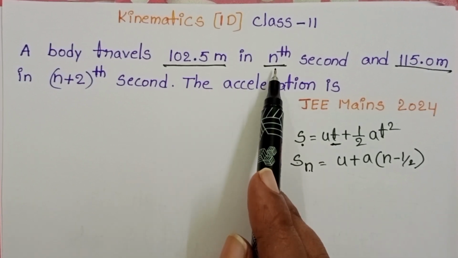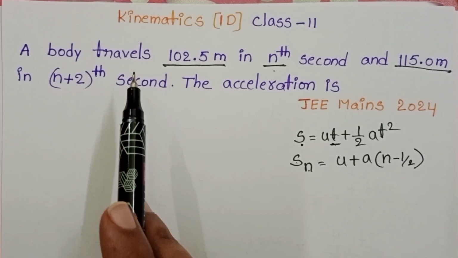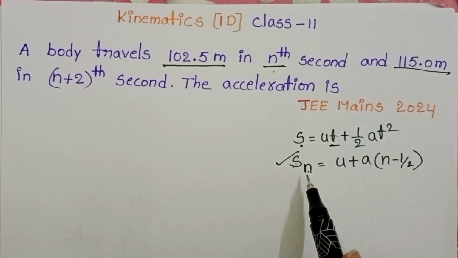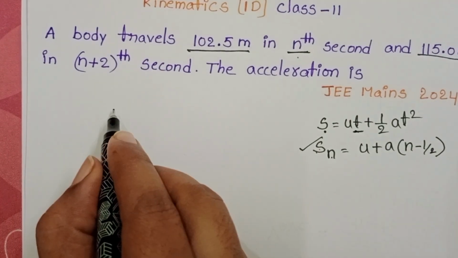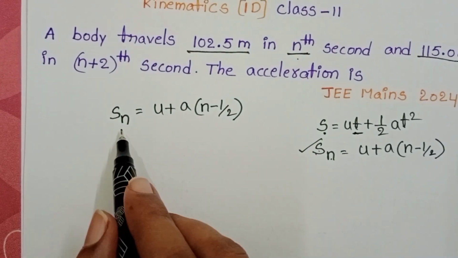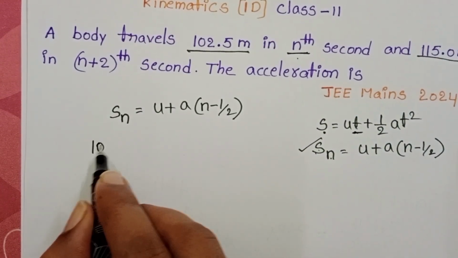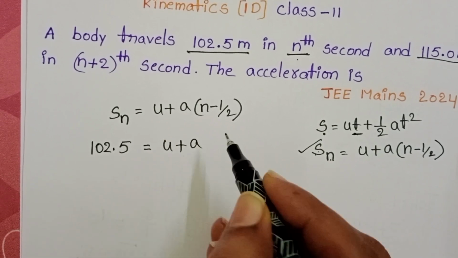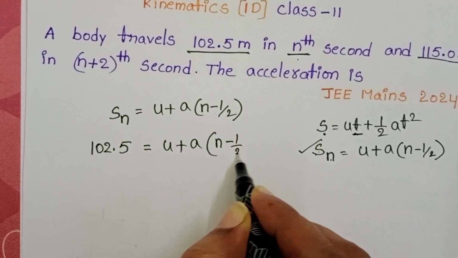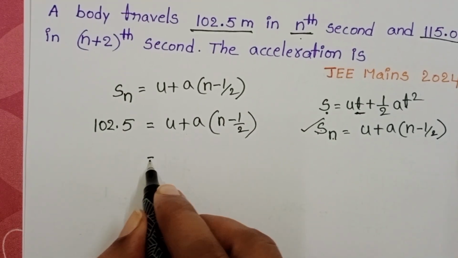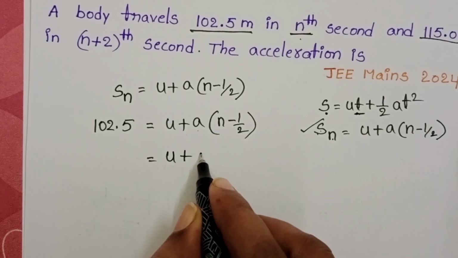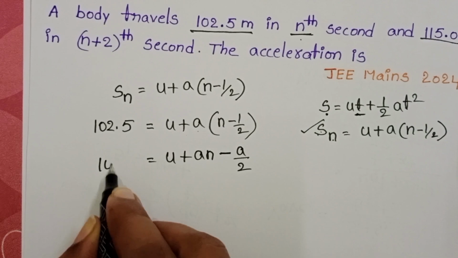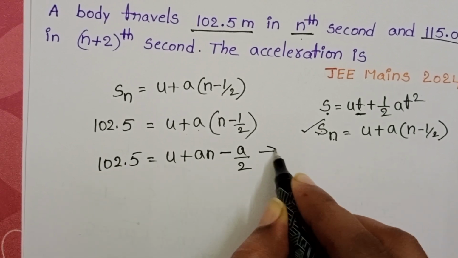Here, in particular times, nth second and (n+2)th second, so take the Sn equation, not s equals ut plus half at square. First of all, write the formula. Initially, distance travelled in the nth second: 102.5 equals u plus a into n minus half. Expand this equation: u plus an minus a into half, a by 2. This is 102.5. Take this as equation 1.